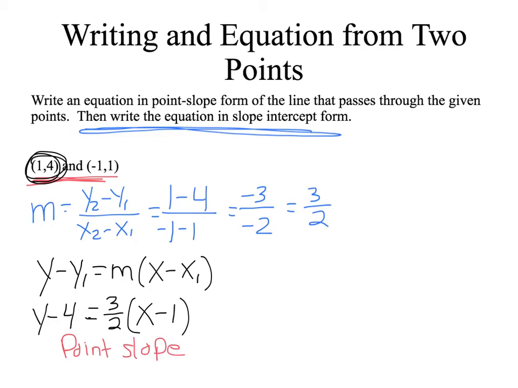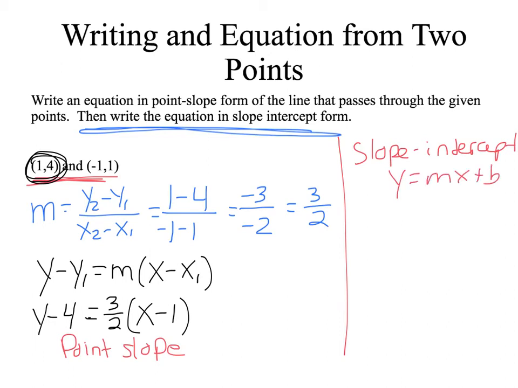Now, if we want to take that and write it in slope-intercept form, that is y equals mx plus b. The reason they would ask you to do this is maybe you write it in point-slope form and then they ask, what is the y-intercept of that graph? Well, to find the y-intercept, you have to put it in slope-intercept form. So we take what we have, y minus 4 equals 3 over 2 times (x minus 1), and we just have to solve it for y.